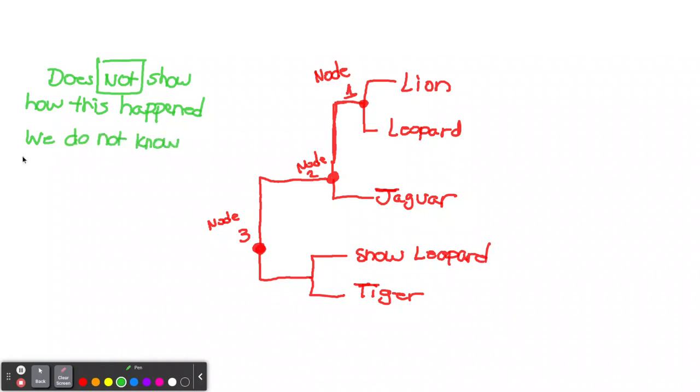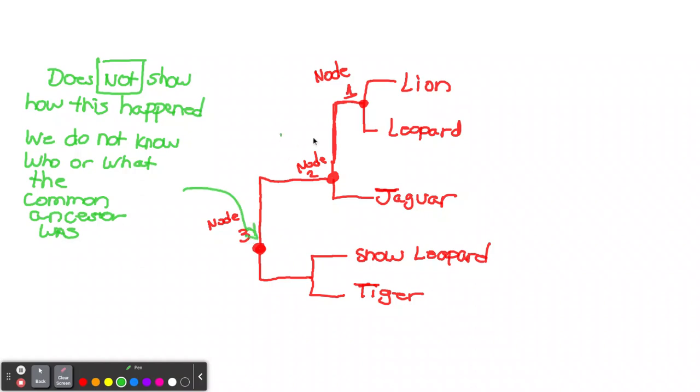we do not know who or what the common ancestor was until we get more information. So we don't know what node 3 or node 2 or node 1 was. We don't know those. Another thing we should look at is we can't assume just because the lion and leopard branched out that this ancestor just died off. It could have continued for a while too. So that's important to know.